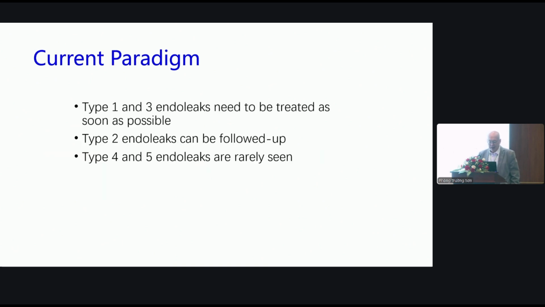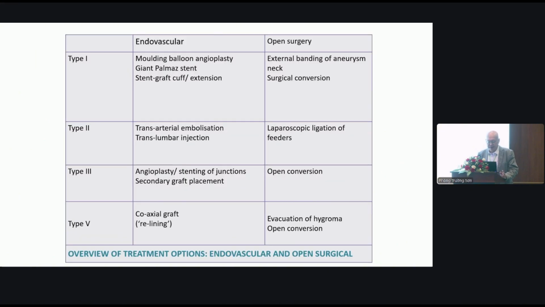So the current paradigm is type 1 and 3 endoleaks need to be treated as soon as possible. Type 2 endoleaks can mostly be followed up. Type 4 and 5 endoleaks are rarely seen, but if you see it, you have to address it. So what are the various differences in how we do it? Clearly, we have a lot of tools and a lot of things we can do.